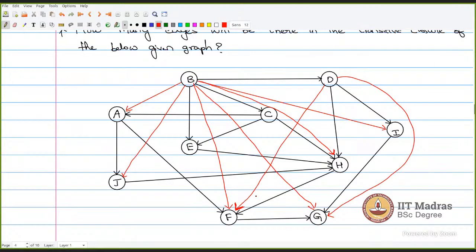Not only one hop, right? In hop terms, B to G also, I drew the direct edge. Many hops, many hops. Yes, all possible paths. So that is all the possible ways or paths. If there is a path, we will add a direct edge.